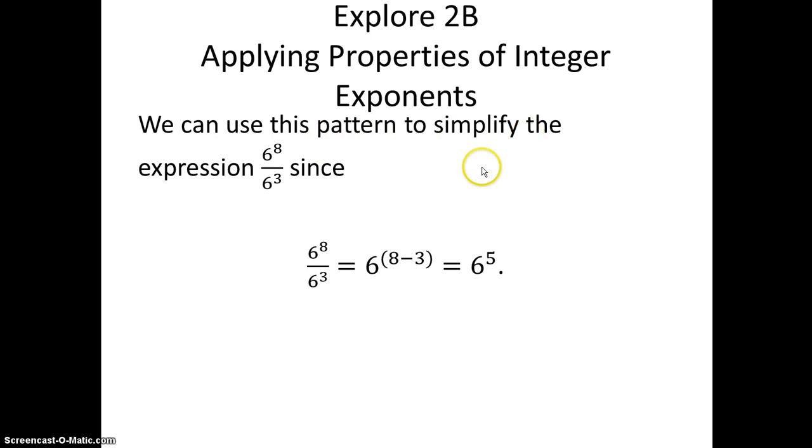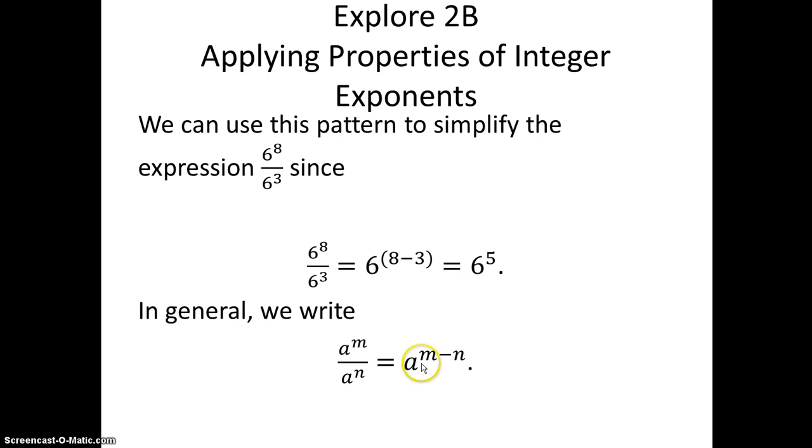You can use this pattern to simplify this expression here, since according to our pattern, 3 of these factors of 6 are going to cancel from the denominator and the numerator. I'm going to be left over with 5 total factors in my numerator. So this would be 6 to the power 5.